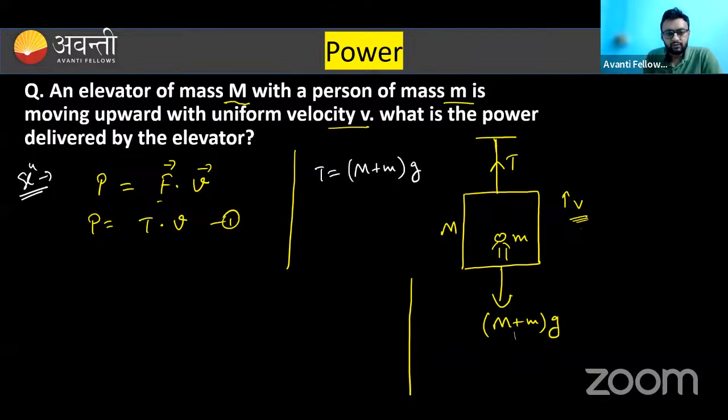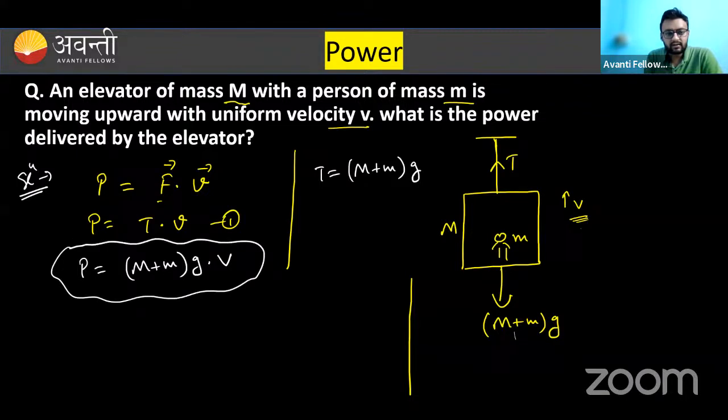We will place the value. Power is equal to (M plus m) g times v. This is our answer. This is the simplest question that we can get. I hope things are clear to you.